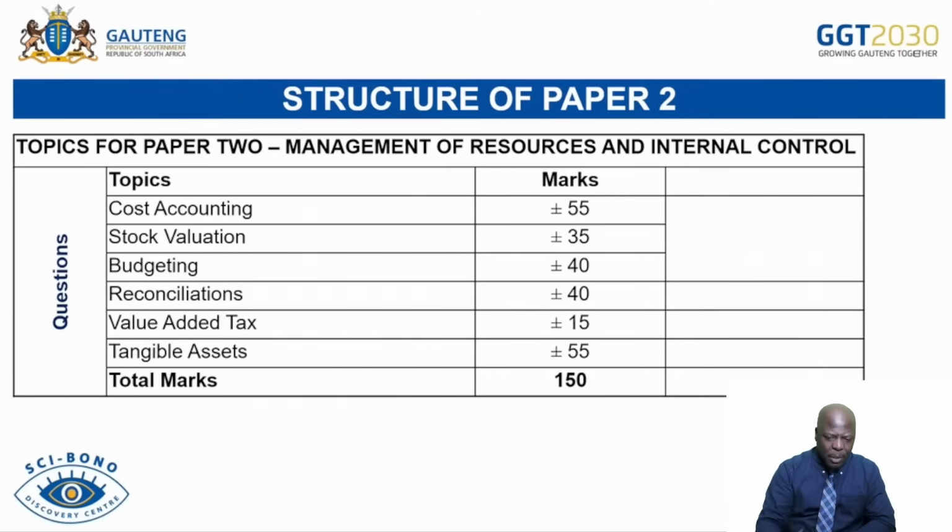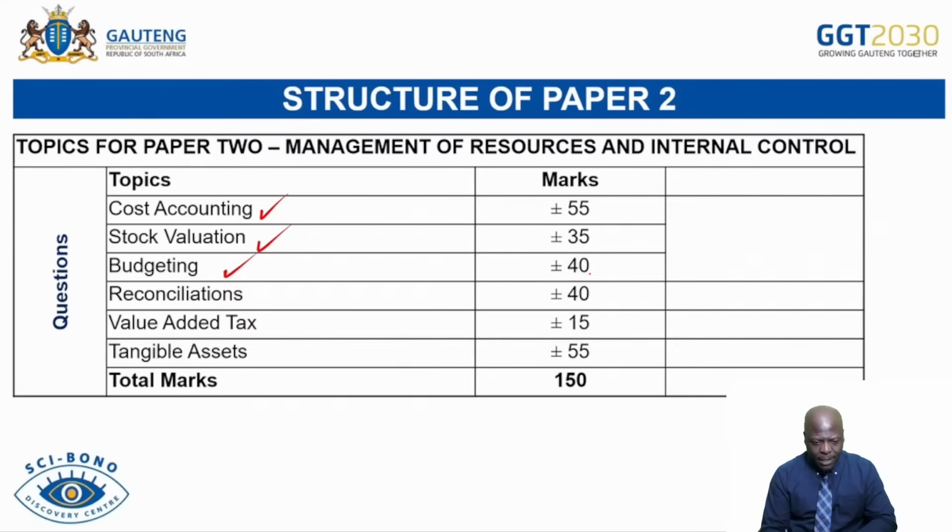The topics for paper 2, these are the topics, and these have been the trend in the past papers, in terms of the marks that have been awarded to these particular topics when they come into paper 2. And remember, you were looking at the management of resources, and we also have to look into our internal control. So you have cost accounting, and at times, depending on the paper, it can be plus minus 55 marks. Inventory valuation also comes in, and it can be between 35 marks, more or less.